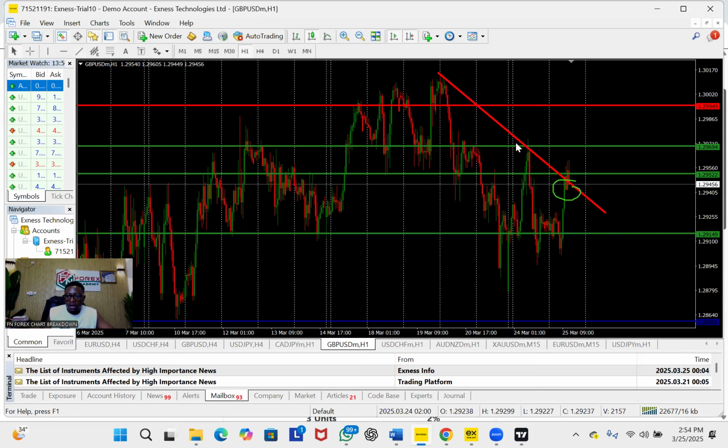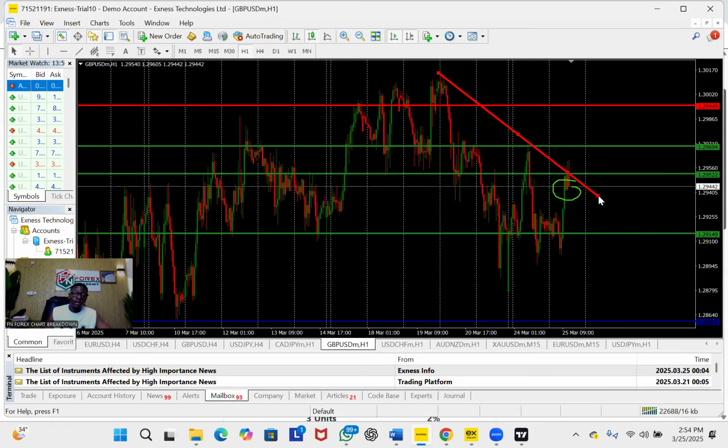If you look at GBPUSD very well, you're going to see that on this level we have a trend line, and the market is around that trend line. So what we have to do for GBPUSD is still to wait for the market to break. Once it breaks this level, maybe you come back and retest this zone, which it is rejecting on now.